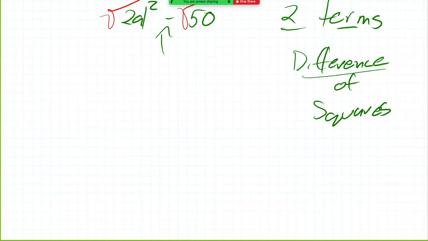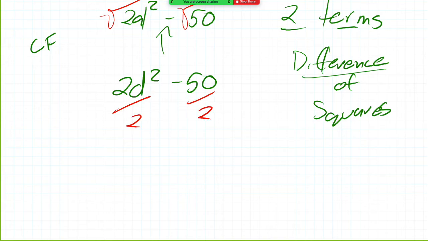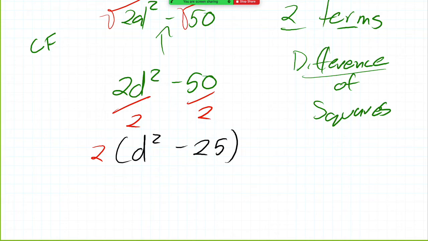But what I can do is some common factoring first, okay? Since this was 2d squared minus 50, technically I can divide both of the terms by the value of 2, and that now becomes a common factor on the outside. So we have 2, and now in brackets we have d squared minus 25. Now these are much easier to square root. So now I can apply a difference of squares to just this set of brackets, and we'll keep that 2 on the outside.